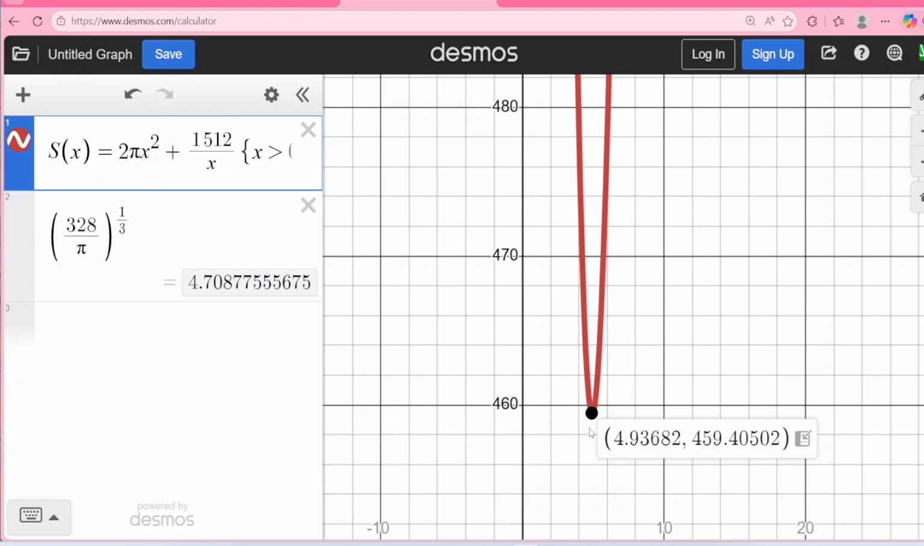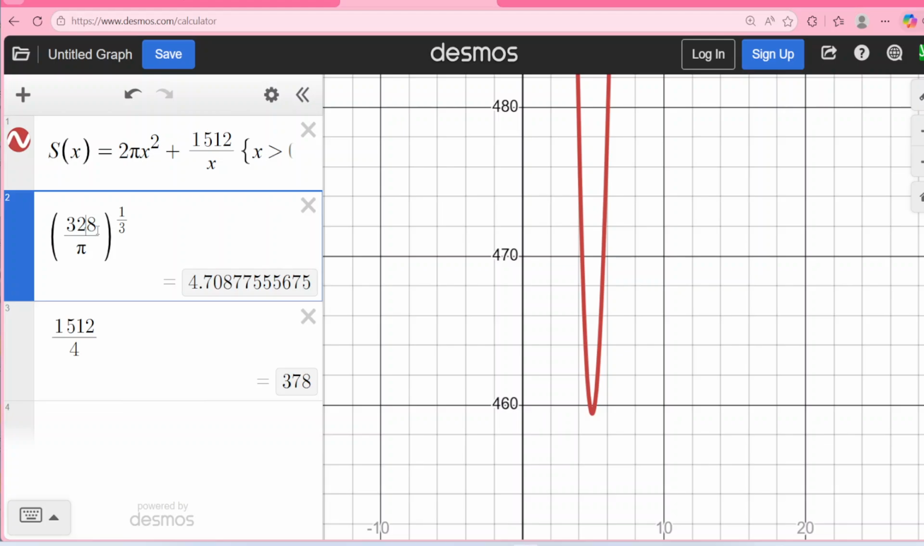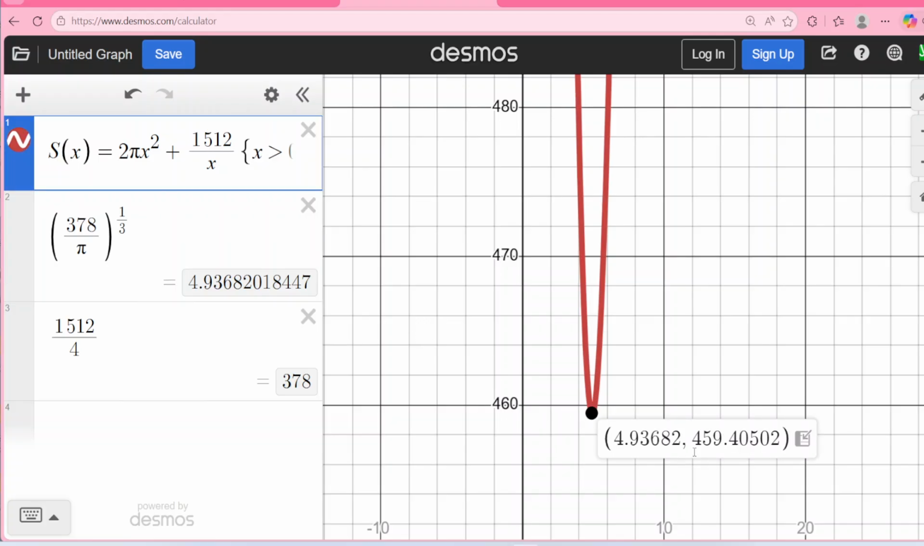Oop. Okay, so that's nice that, all right. So 1512 over x. Sorry, so where did I go wrong here? Let's see if I divided correctly. 1512 divided by 4. Oh, 378. That's why. So this should be 378. That's better, right? 4.9368. 4.9368.